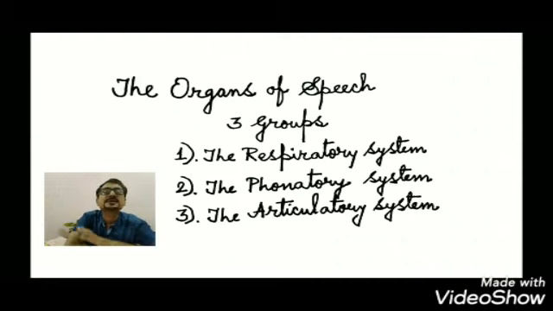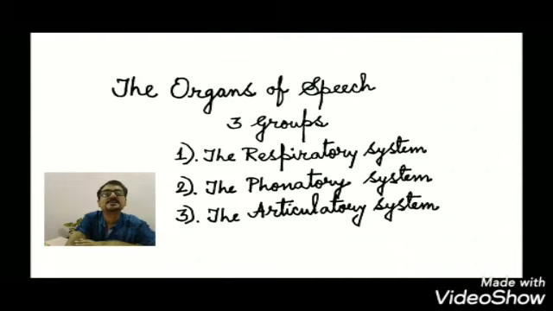You will be asked a full-length 16 marks question on the organs of speech, and when this question is asked, you have to write all these three systems of organs of speech, and you have to draw diagrams for that matter. For the respiratory system, you need to draw the lung diagram, and it covers the lungs, the muscles of the chest and the windpipe, which is also called trachea. That is all about the respiratory system.